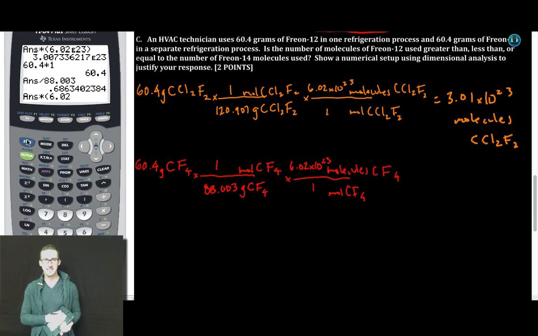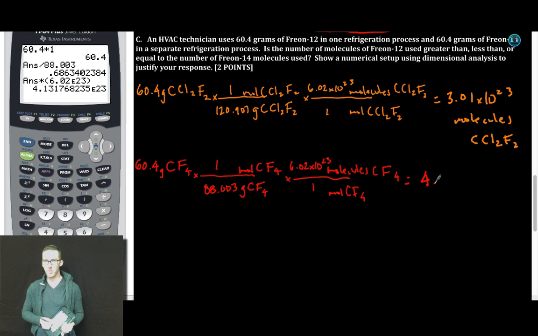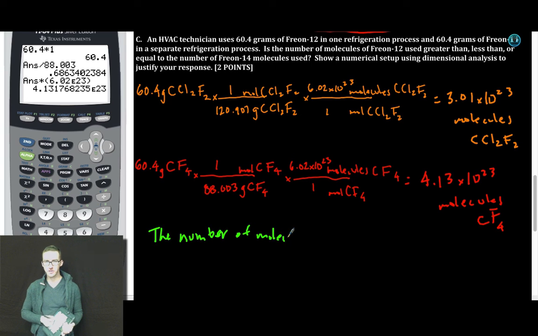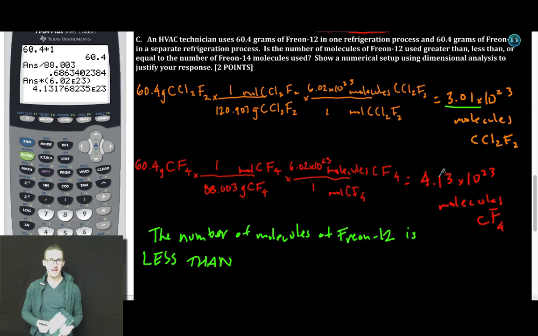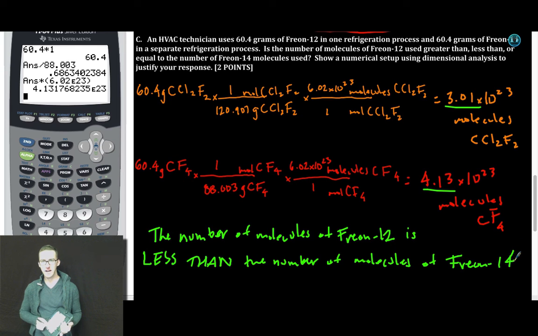Times parentheses 6.02 E 23 close parentheses, answer. 4.13 times 10 to the 23 molecules of CF4. All right, to finish this, the number of molecules of Freon 12 is 3.01 times 10 to the 23, which is less than 4.13 times 10 to the 23, the number of molecules of Freon 14 used. Boom, we are done.